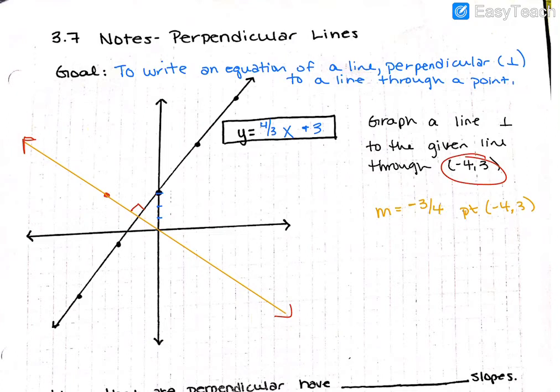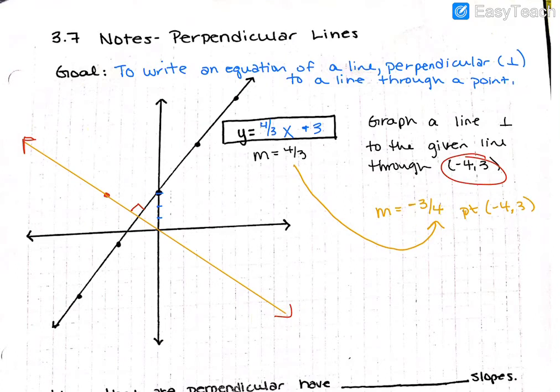So notice the slope of the original was 4/3. How does it go from being 4/3 to -3/4? It's going to -3/4 because these are opposite and reciprocal slopes. So when you have perpendicular lines, they're going to be opposite reciprocals. Now we already know, because we've been practicing in 3.5 and in 3.6, how to write an equation given a slope and given a point.